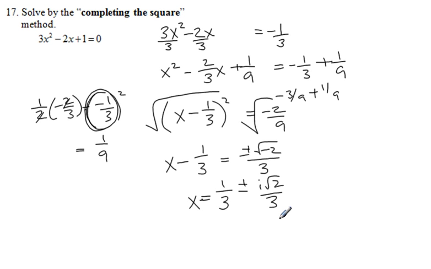And depending on what form you want to leave that answer, typically that's going to be okay as our solution. So 1/3 plus or minus i square root of 2 over 3 would be your two solutions to that problem.